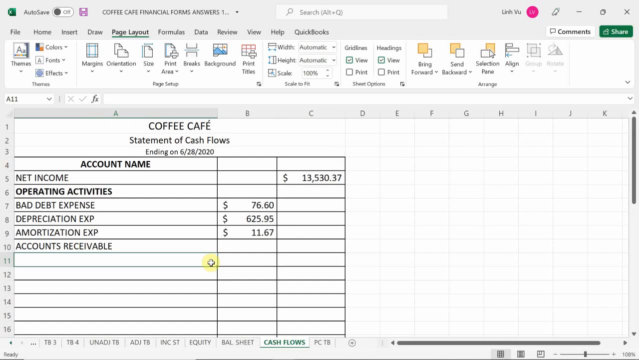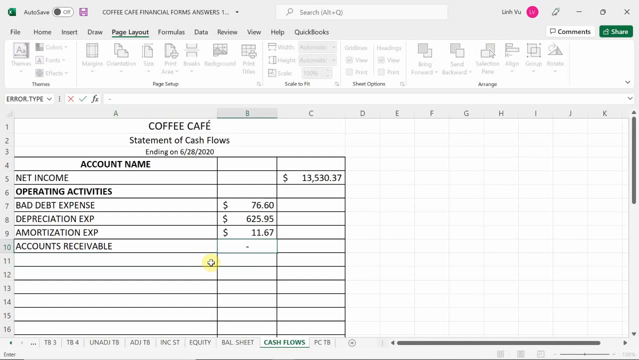Because this net income includes all sales, whether it was cash sales or credit sales. So in this case, I need to subtract that money because I never received it in the first place. This is cash I never received, I never had. So in this case, I have to subtract this value out.